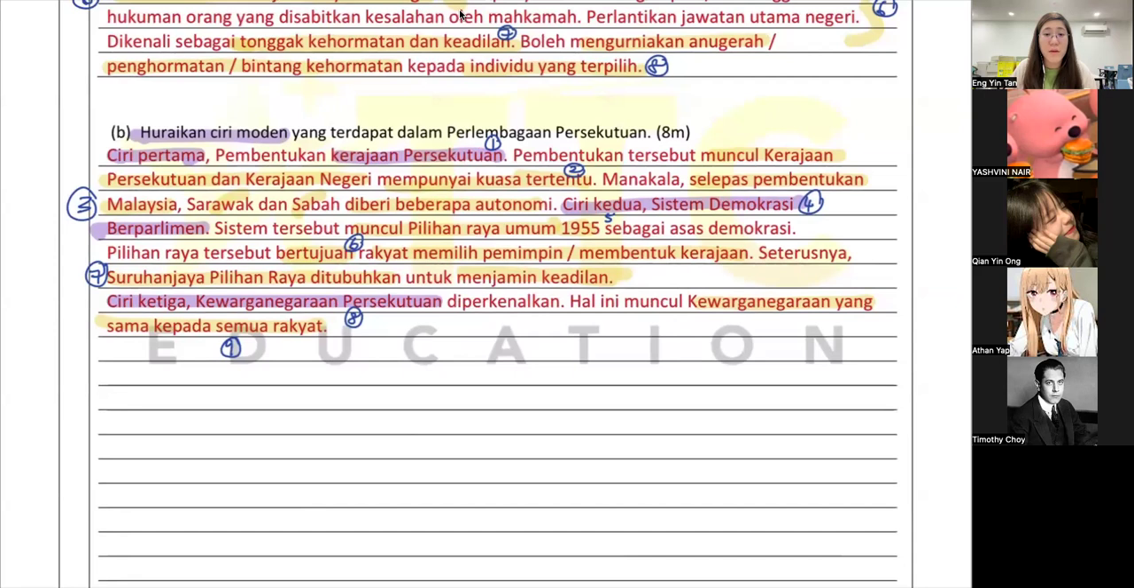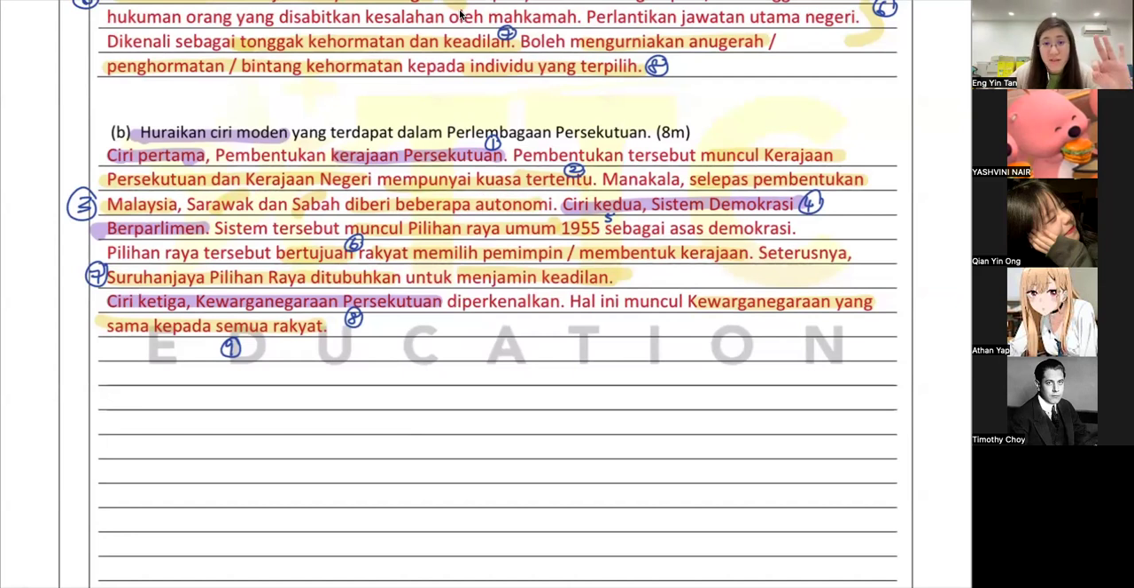Okay, so when we talk about the federation government system, yes, we have the federation government, but at the same time, state government also have their kuasa tertentu. So you can give me example. Example, we form Malaysia, this country. Malaysia is a persekutuan government. But your Sabah Sarawak, they have their own state government rights. So Sabah Sarawak diberi beberapa otonomi.